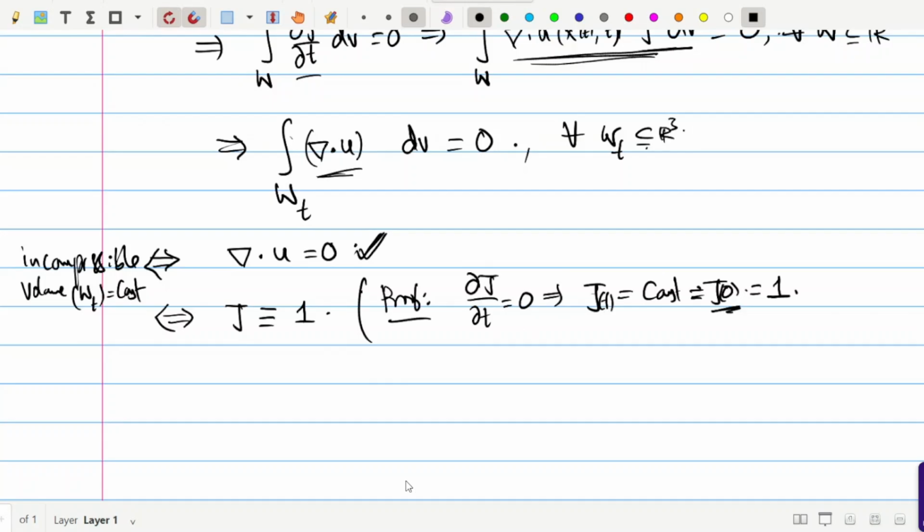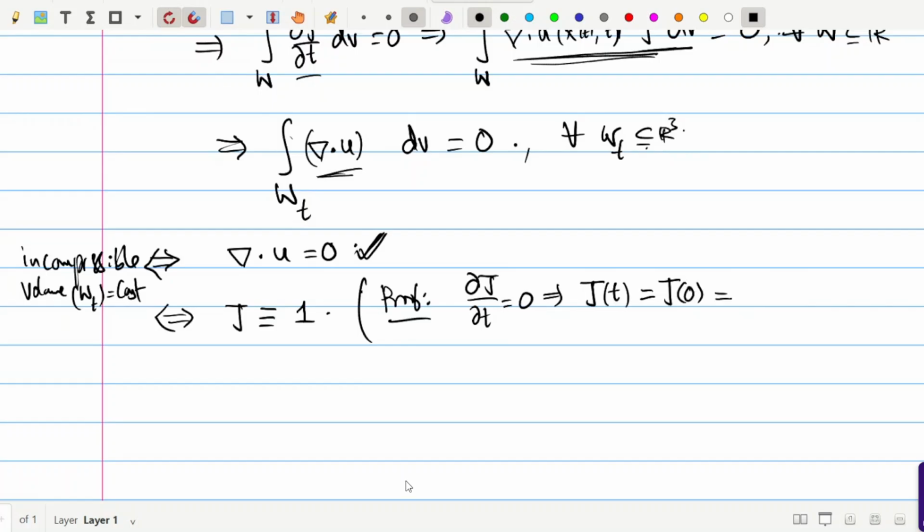See J of t. Okay, let me put it. J is a function of both x comma t, right? So it is a function of t. So finally, J of x comma t, basically x is fixed anyway, equals a constant, right? How to fix this constant? You take t equal to 0. So it's a constant, which means Jt equal to J0.